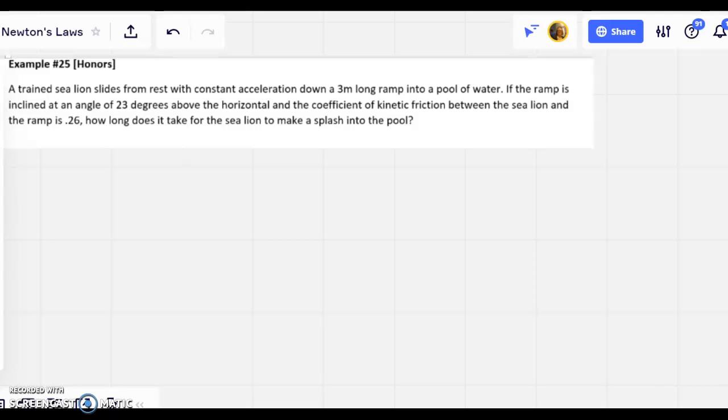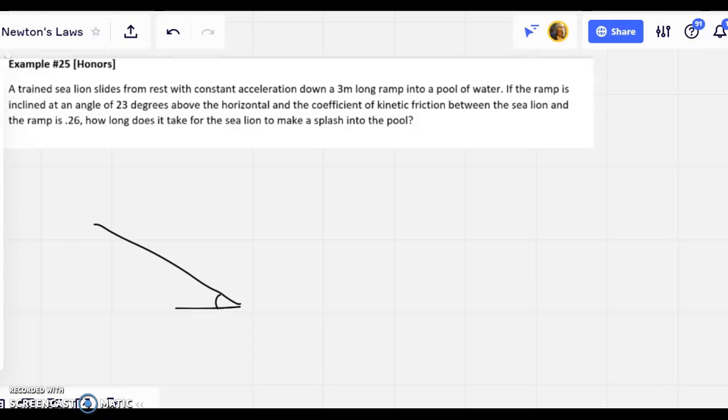All right, so in this example, you have a sea lion sliding from rest down a 3-meter long ramp into a pool of water. It tells you the angle of the incline, the coefficient of friction between the sea lion and the ramp, and it wants to know how long it takes for the sea lion to make a splash in the pool. This problem doesn't have a lot of numbers in it, so we're going to have to solve it with the equations, with the variables, and then plug in the numbers once we can eliminate some of the variables. So if we start by drawing a picture, it's not a very good picture, but it'll work.